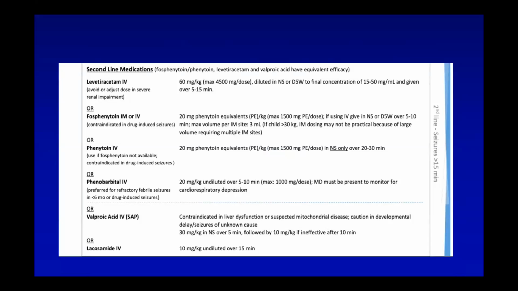The preferred options at my institution are phenytoin or fosphenytoin, levetiracetam, and, in children with febrile seizures, infants less than 6 months of age, or those presenting with drug-induced seizures, phenobarbital. Valproic acid, although you'll see it has equivalent efficacy to levetiracetam and fosphenytoin, is not available except by special access in Canada, and therefore not a straightforward option at my institution.